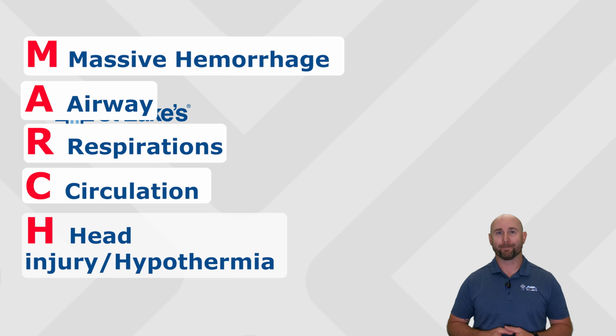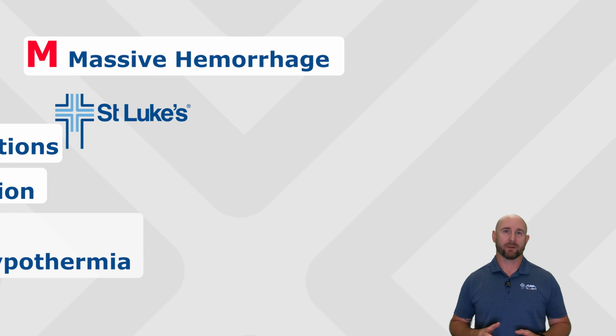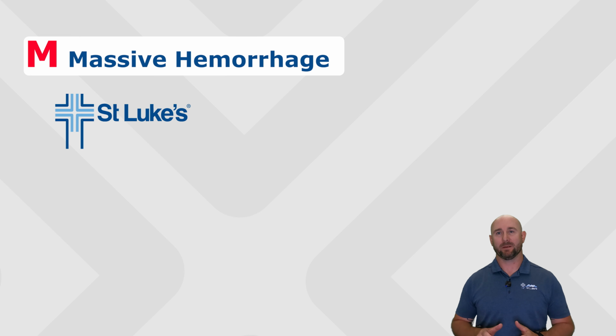In this training, we'll break down each step of the MARCH algorithm and how it directly connects with our trauma arrest protocol. When we talk about traumatic cardiac arrest, the first priority in the MARCH algorithm is massive hemorrhage, and for good reason. In trauma, uncontrolled bleeding is one of the most immediate and reversible causes of death.